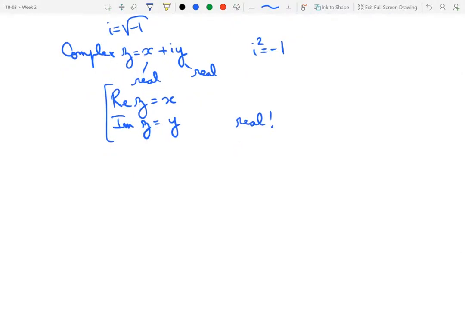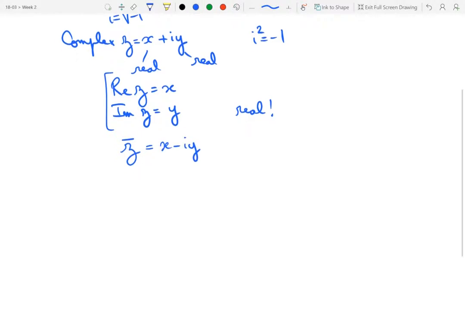Now let's go ahead and do a few things with complex numbers. Let's first define the complex conjugation with an overline here. That is the operation that consists in flipping the sign of the imaginary part. So that's x minus iy. That's a complex conjugation.